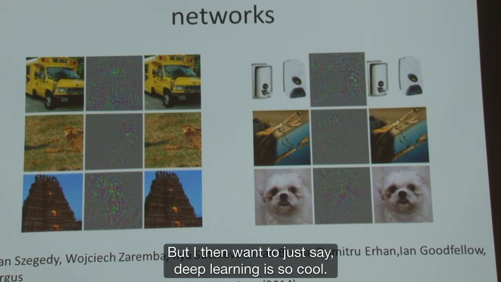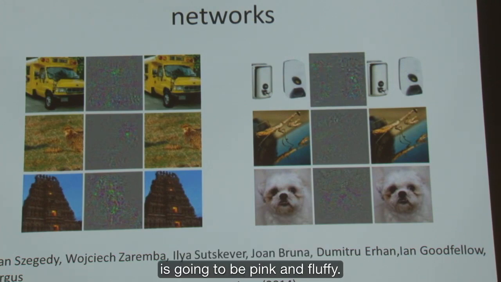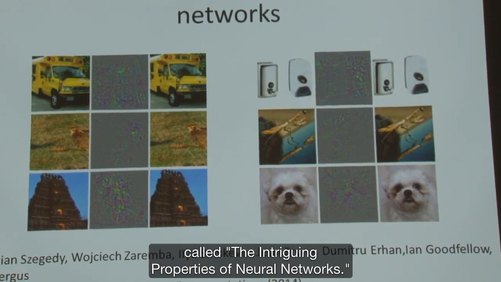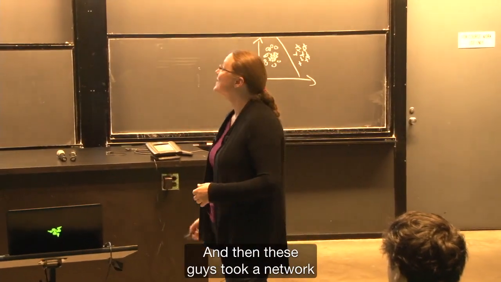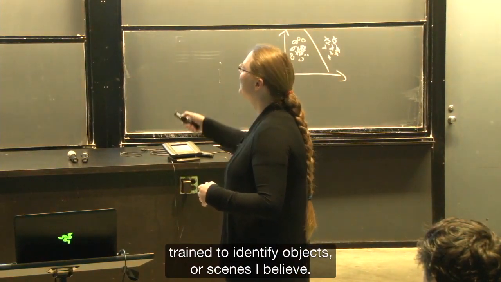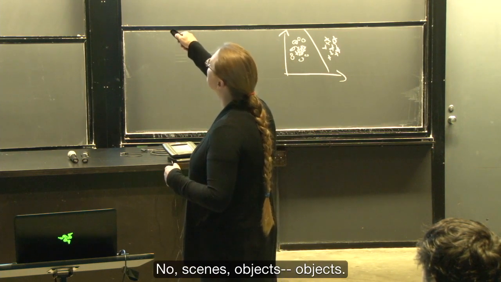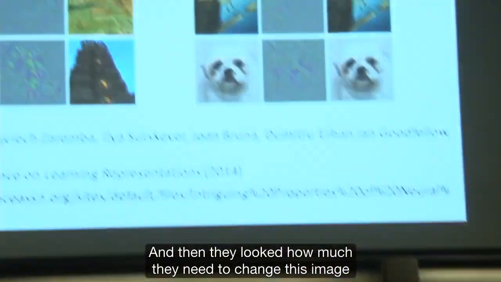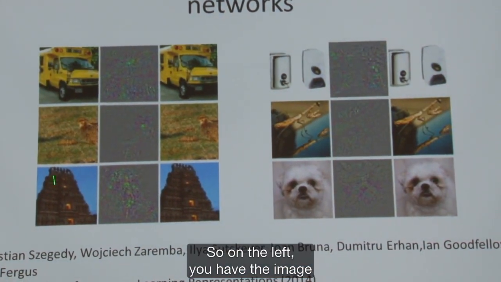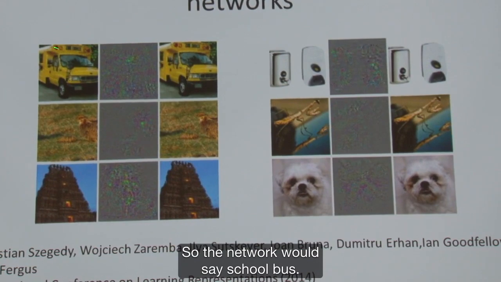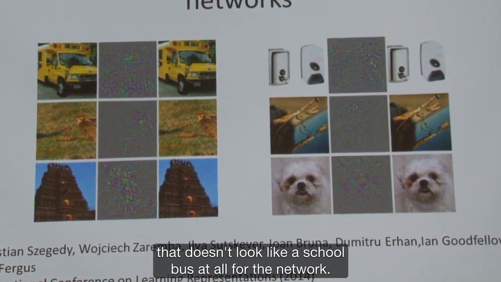But I didn't want to just say deep learning is so cool and it works. It's hard to train, but after that, everything is going to be pink and fluffy. There's a very interesting paper called The Intriguing Properties of Neural Networks. All this hype started, and people were like, yeah, this is what we should be doing. Then these guys took a network trained to identify objects, or scenes, I believe, scenes, objects. And then they looked at how much they need to change this image to make it misclassified. On the left, you have the image that is correctly classified, so the network would say school bus. On the right side, you have an image that doesn't look like a school bus at all for the network.